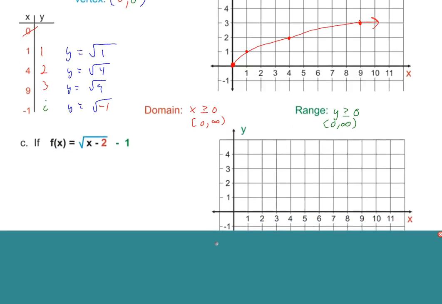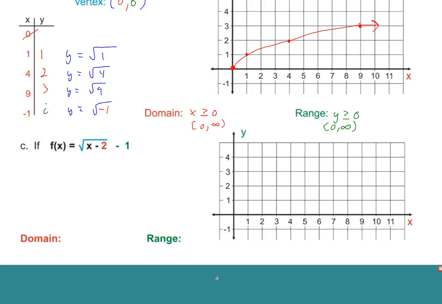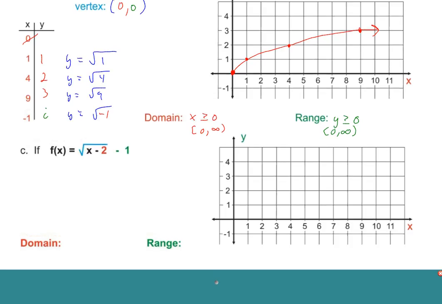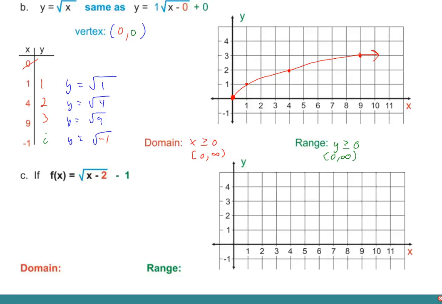All right, so take a look at the second one here. So now you can see it's similar. Okay, so similar function. This time we're going to say the vertex is where? 2, -1, right? The h and k value. So I'm going to go to 2, -1, and I'm going to plot that point.